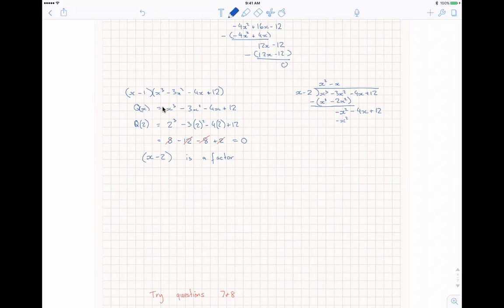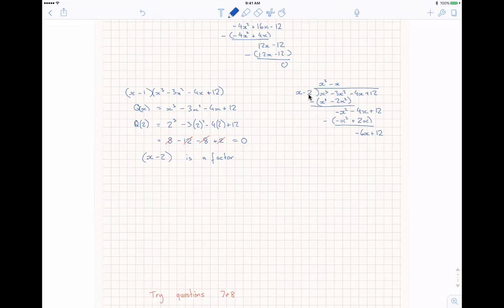Minus x times minus 2. So up to here, minus x times minus 2 gives us positive 2. Subtracting, first terms go away, the second term is minus 4x, minus 2x is minus 6x, plus 12.